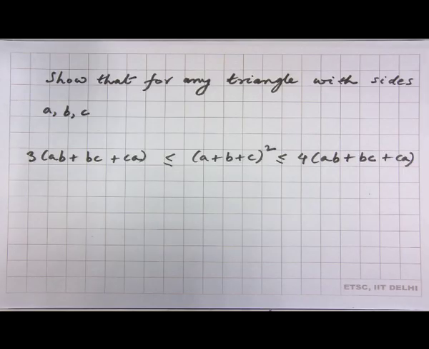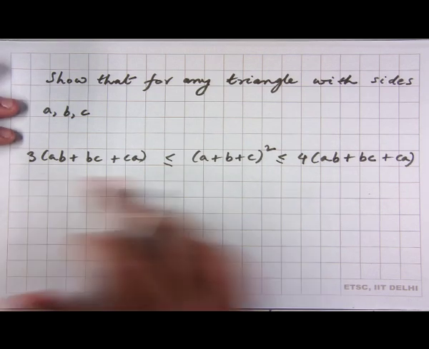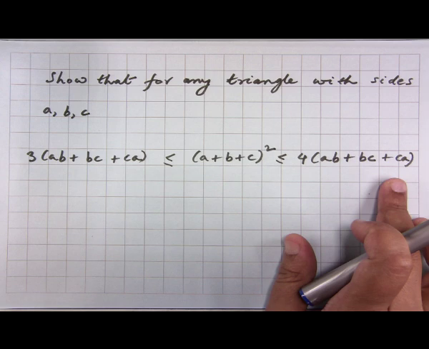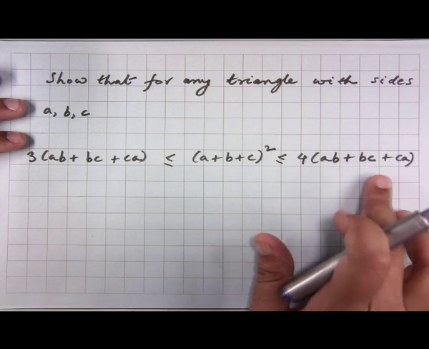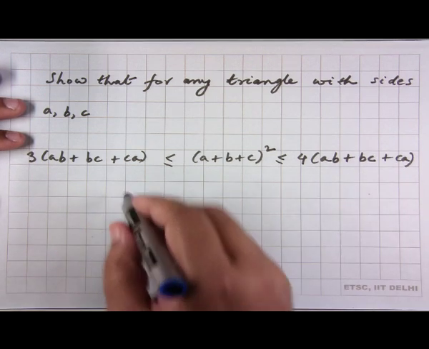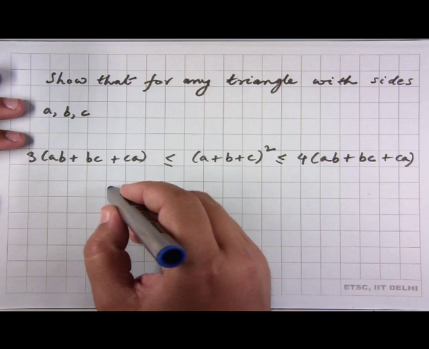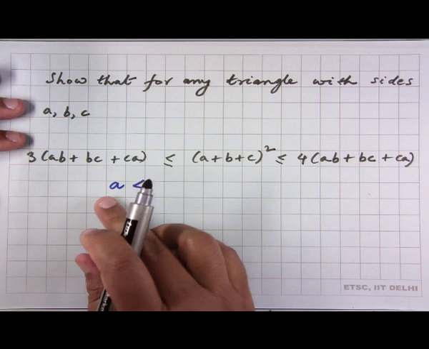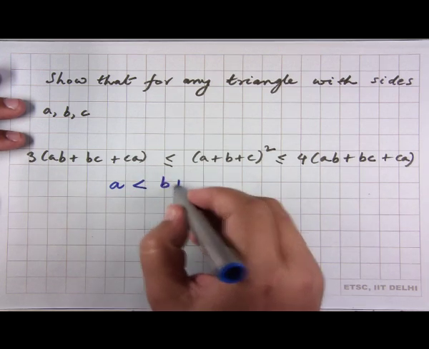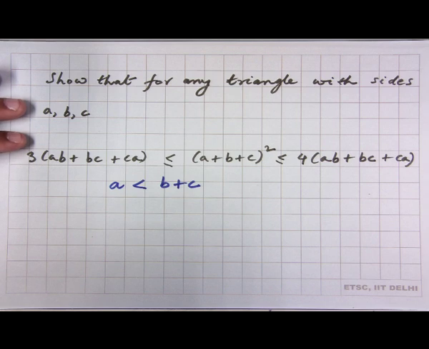So, here we are asked to show that for any triangle with sides A, B, C, we are asked to prove this inequality. So, we will first prove the upper inequality here, where we are going to use the triangular inequality. The triangular inequality states that the length of any side is less than or equal to the sum of the lengths of the remaining sides.